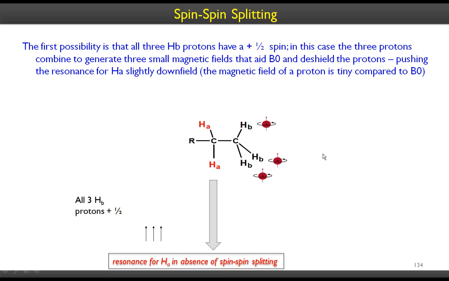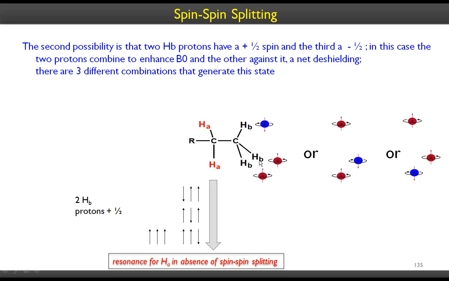Let's take another molecule where the case is different, where two of the hydrogens are reinforcing, and one of the hydrogens is opposing the external magnetic field. So the net effective magnetic field that these hydrogens are experiencing is still greater than what they would otherwise experience, right? But it's not as much as when three nuclei are reinforcing. Only two of them are reinforcing.